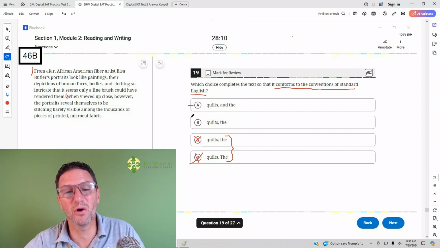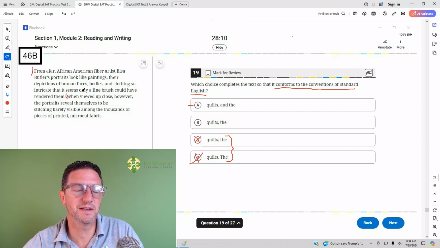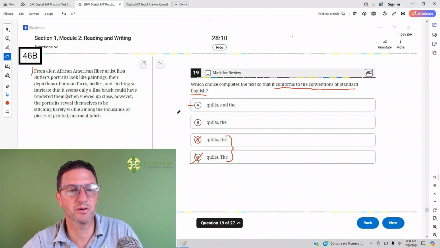For answer choice A, you'd also need a verb, just like you would for C and D. You've got a comma and an and. That could also combine two independent clauses. It doesn't always need to, but it looks like that would be the construction here. So I'm going to read with an is inserted into the sentence, and then answer choice A would make sense, but it does not as it is. When viewed up close, however, the portraits reveal themselves to be quilts, and the stitching is barely visible among thousands of pieces of printed microcut fabric. But it doesn't have the is there. A is gone. So answer choice B is correct.